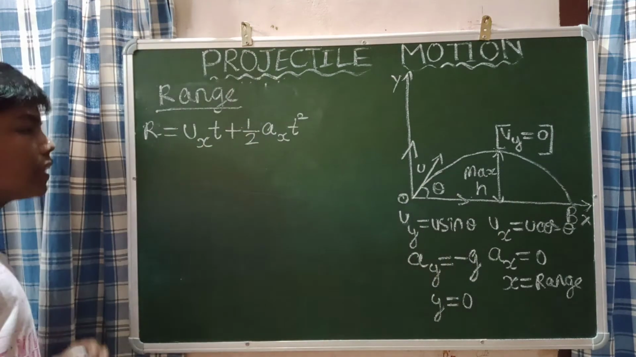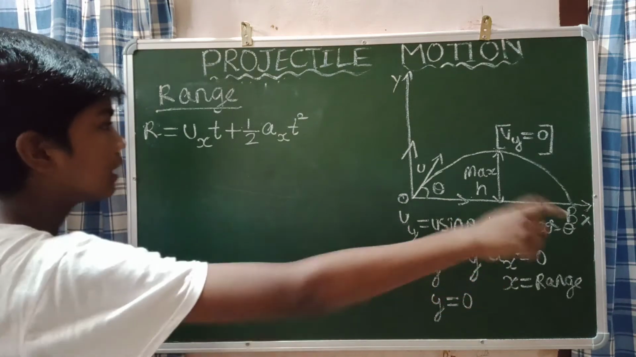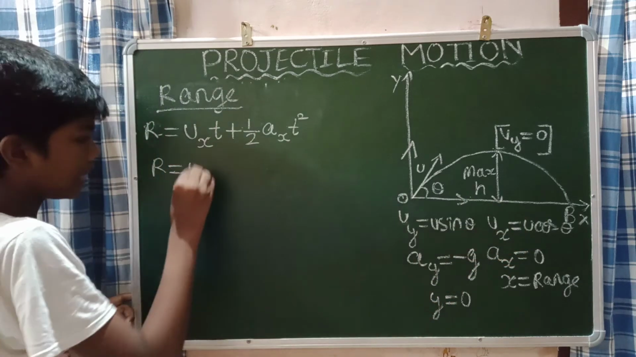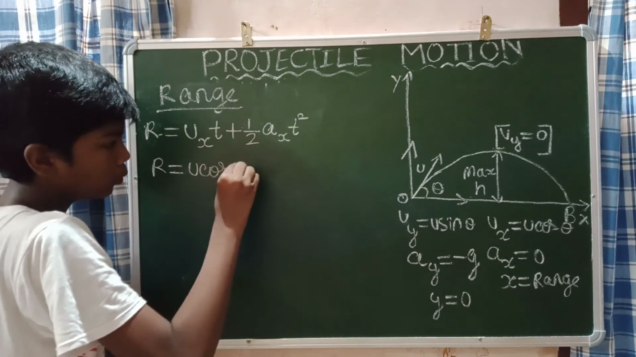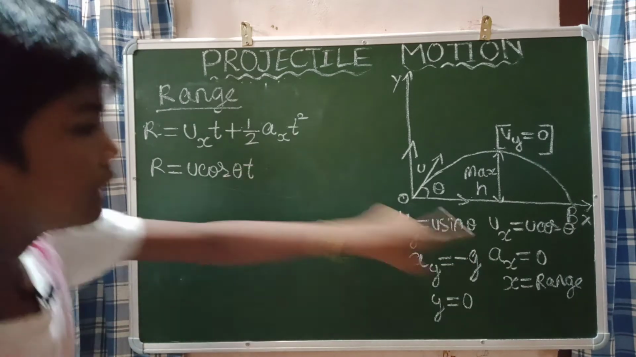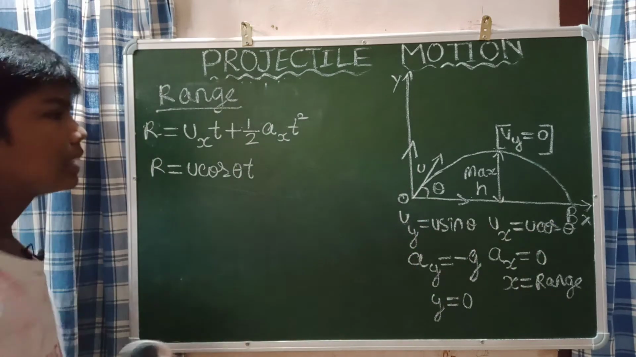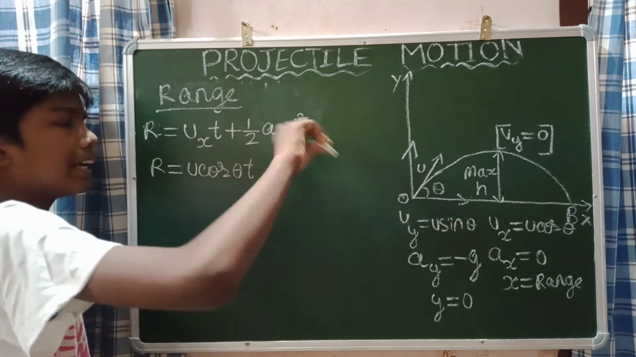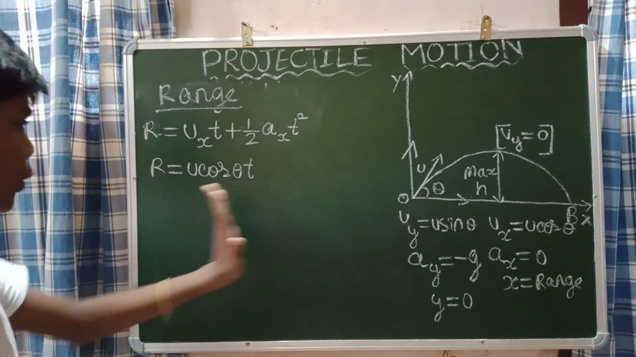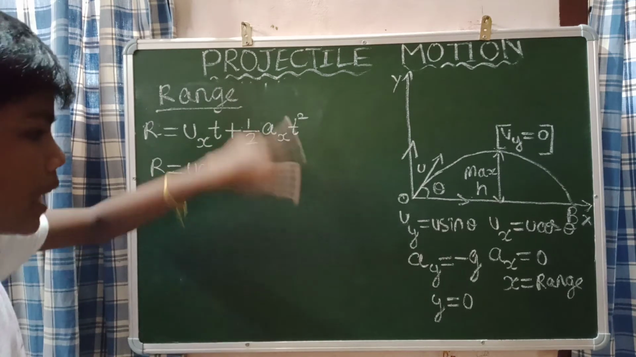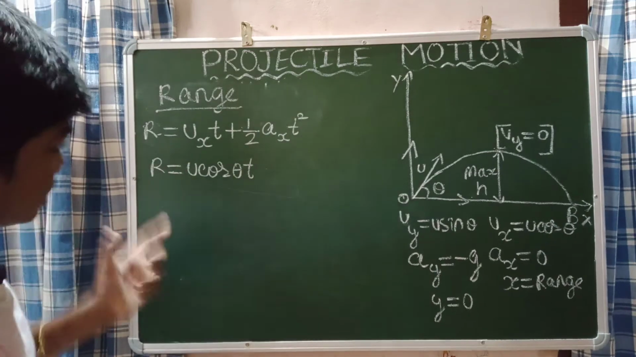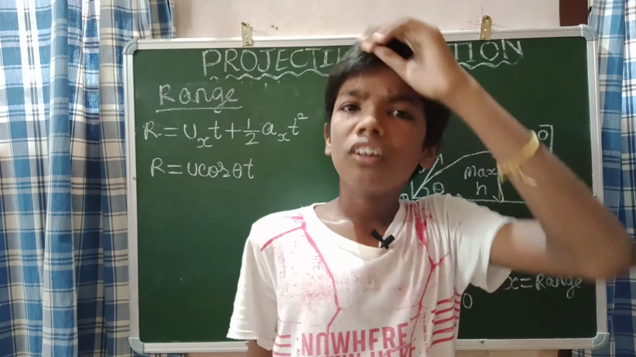So when you evaluate the equation, what is the x component of initial velocity? That is u cos theta. Range is equal to u cos theta into t plus half a_x t square. Now, what is the x component of acceleration? That is 0 here, so this whole term will be 0. So range is equal to u cos theta into t, guys.